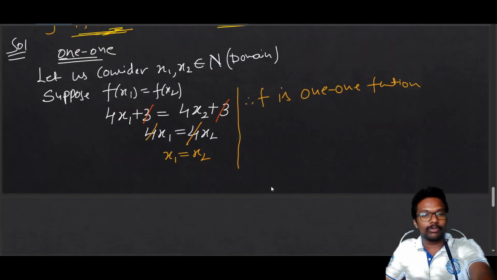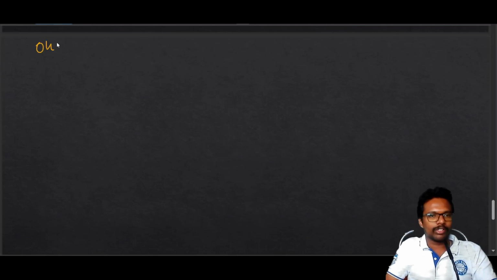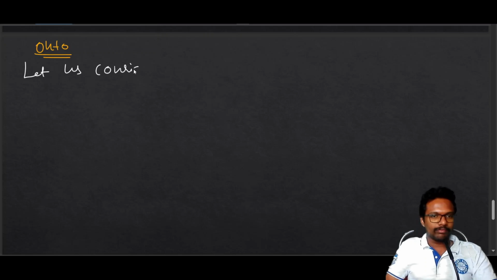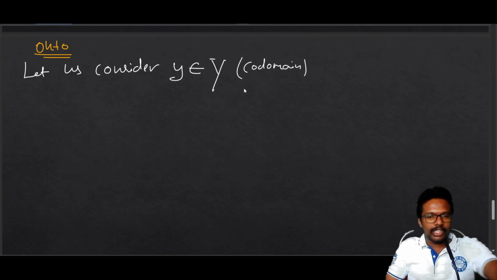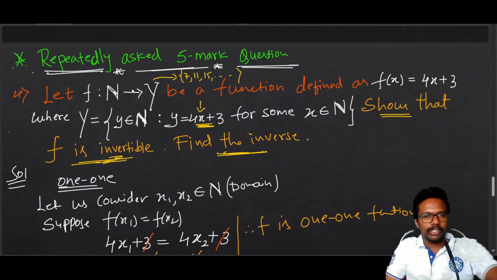So now we have to check for onto. Same way we are going to check for onto. Onto means we have to consider y value. So let us consider y belongs to capital Y, because the codomain is capital Y here. So I am writing it is codomain. I have considered capital Y because the given capital Y is the codomain part here.